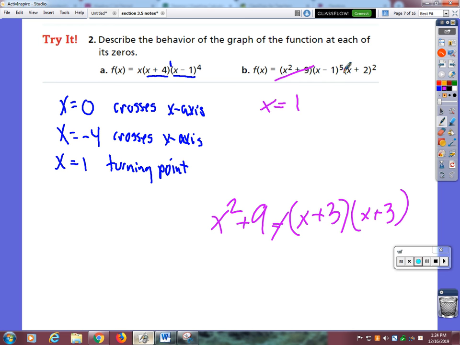Positive 1, and since that has an odd exponent, that is going to cross the x-axis there. Okay. What's going on right here? Negative 2, and since that has an even exponent, that is going to be a turning point. So again, the important part to understand there is that if it is an odd exponent, it crosses the x-axis at that point. If it's an even exponent, it's a turning point.